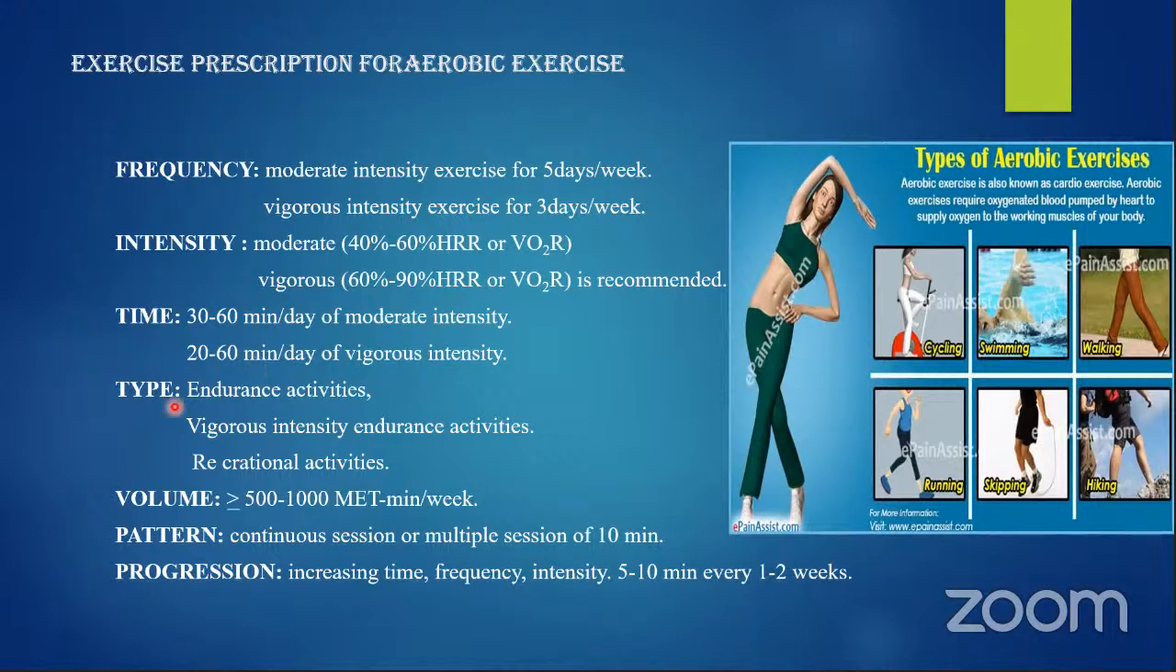Next comes the type. So the type can be endurance exercises or any recreational activities. Next comes the volume. So volume should be more than or equal to 500 MET-minutes per week. Next comes the pattern. So it may be a continuous session or multiple sessions of 10 minutes each. Next comes the progression. So progression is done by increasing the time, frequency, or intensity. The recommended progression is increasing 5 to 10 minutes every week for 1 to 2 weeks.